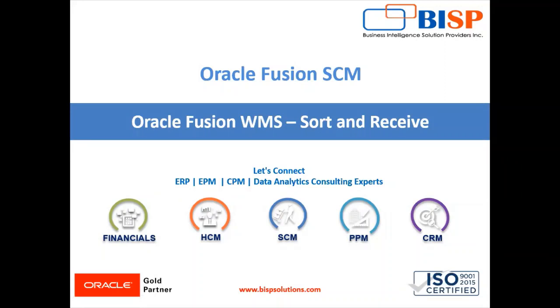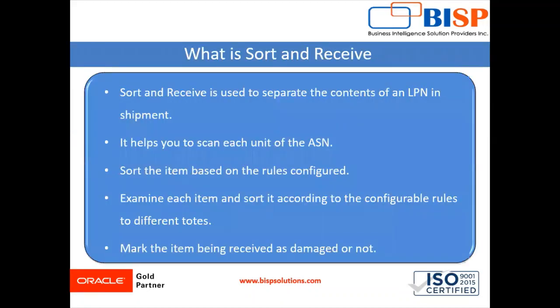In our today's session, we are going to configure sort and receive rules in Oracle Fusion WMS Cloud. In the warehouse management system, sort and receive is typically used to separate the content of an LPN in a shipment by stock keeping unit, purchase order, or some special criteria. The sort and receive options help you to scan each unit of the ASN and determine how to sort the item based on the rule configured in our WMS application.